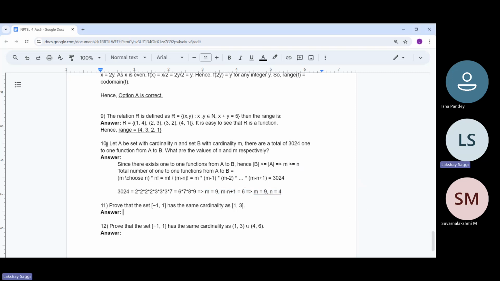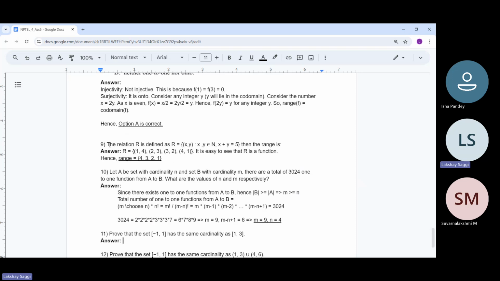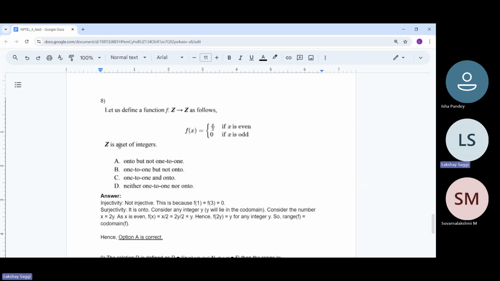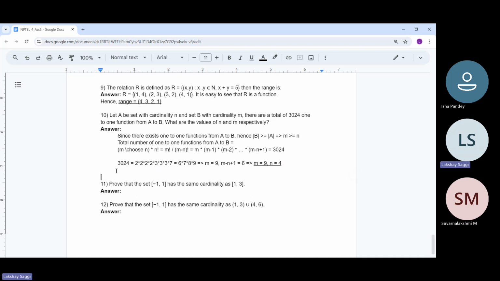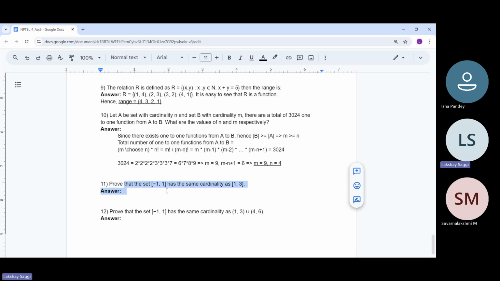Okay, then. So these were the 10 questions which were more or less not too hard and were more or less straightforward from the lectures. But we have two more questions which are a bit more on the challenging or difficult side. I guess we should discuss these also since we have time. So the 11th question just says: prove that the set -1 to 1 has the same cardinality as the set 1 to 3.